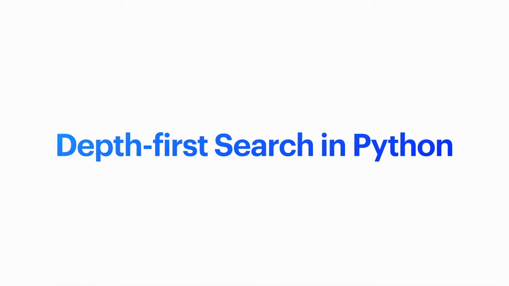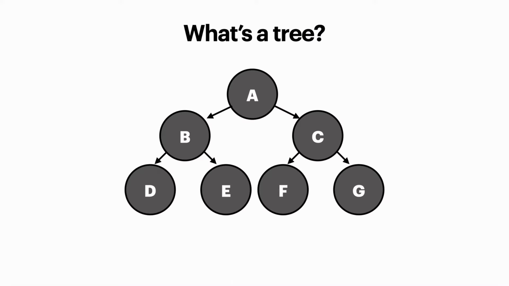In this video, we're going to be learning how to implement depth-first search in Python. So depth-first search is a way of traversing a tree going from top to bottom. So for anyone who doesn't know, a tree is just a collection of nodes. As we can see here, we have nodes A, B, C, D, etc.